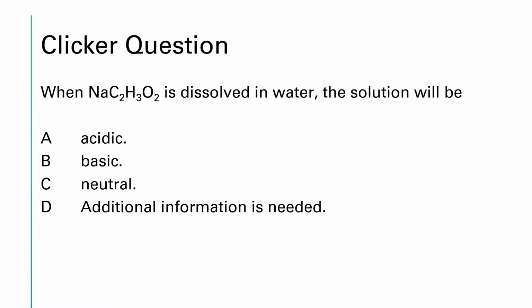All right, so for this one, it says when sodium acetate is dissolved in water, the solution will be acidic, basic, neutral, or we need more information to answer this. Okay, sodium ions. The base gives us the cation, so this would have come from NaOH, which is a strong base. And so the sodium ions are perfectly stable. They don't want to react with anything. They don't want to react with water.